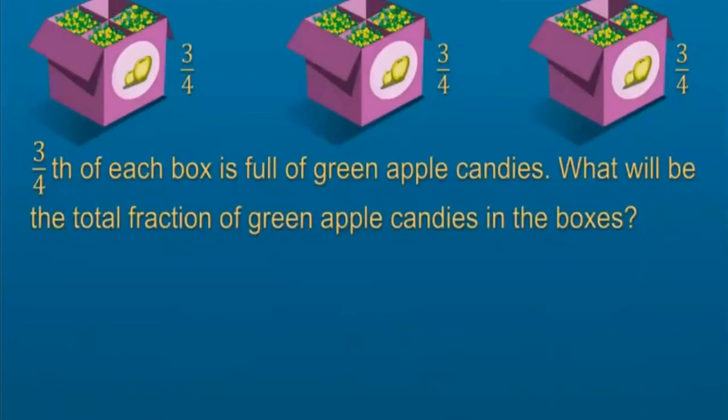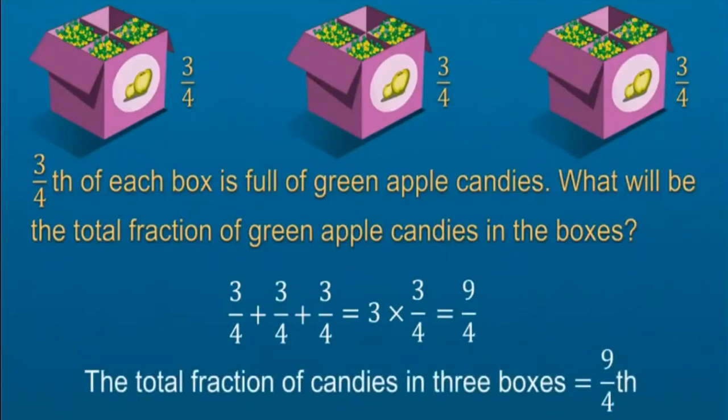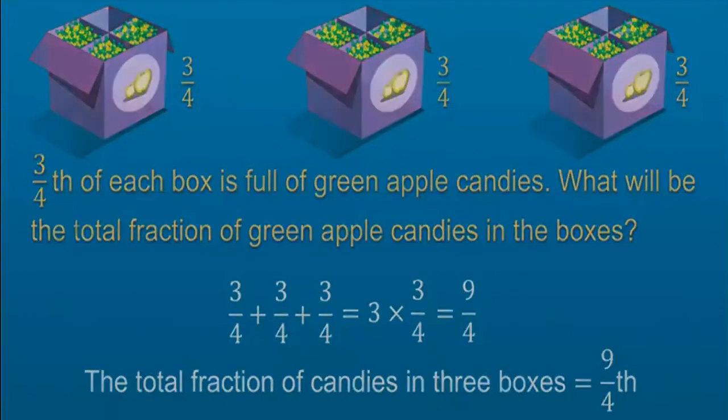Solomon is going to dispatch 3 boxes of chocolates to Smith's house. One of each of these boxes is full of green apple candies. The total can be written as 3 upon 4 plus 3 upon 4 plus 3 upon 4, or simply 3 times 3 upon 4. So the total fraction of green apple candies in the boxes is 9 upon 4, or 9/4.